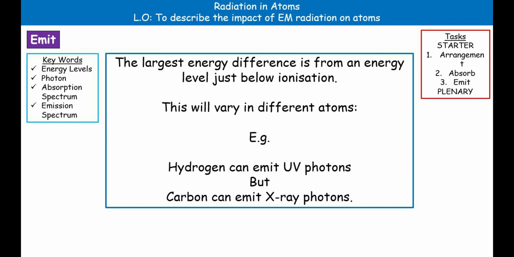So for example, if we look at hydrogen, then that one can emit up to ultraviolet photons. But if we consider carbon, that one can emit X-ray photons. So there's a clear difference in the amount of energy that they've got available to play with, so to speak. Carbon will be able to emit up to X-ray, but hydrogen, because it's smaller, could only emit up to ultraviolet. So again, jot those points down, just 30 more seconds if you've not got them.